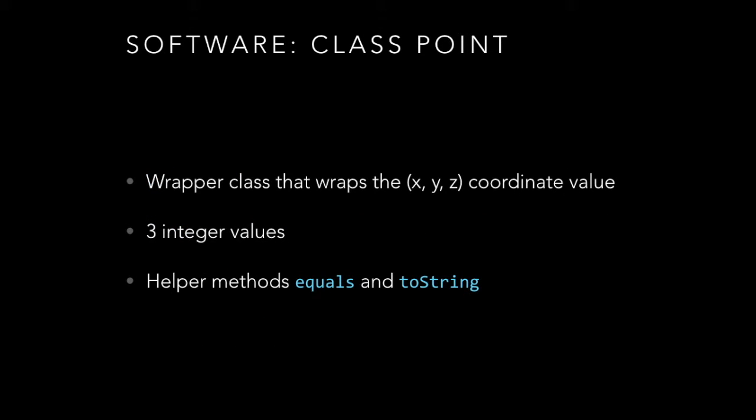Class point is a small class that essentially wraps the coordinate value of our board. Its main purpose is to make the abstraction of passing in an object rather than 3 integer values in an array. We didn't want to pass in arrays every time a player made a move. Point has a couple helper methods, dot equals and toString, to help with debugging as well.